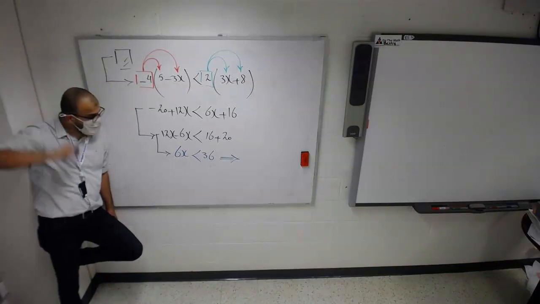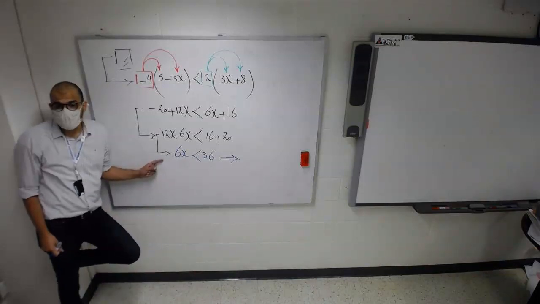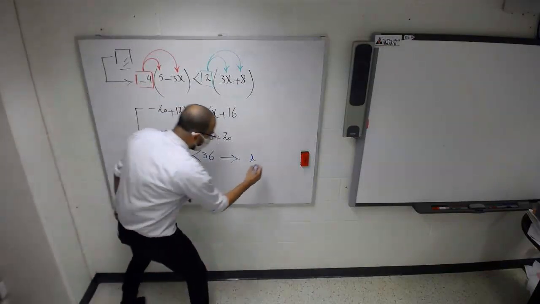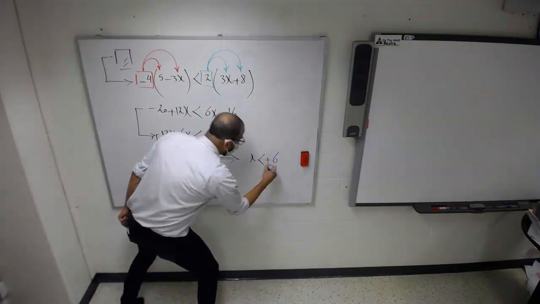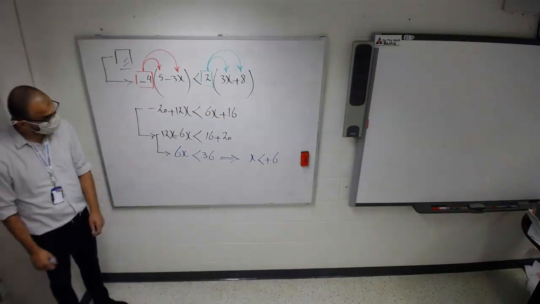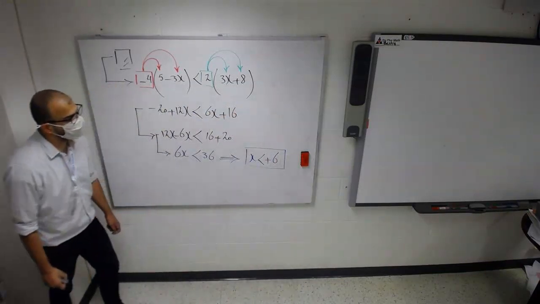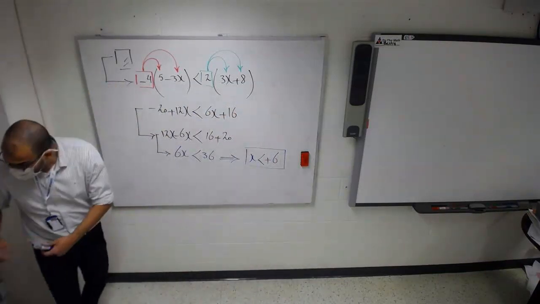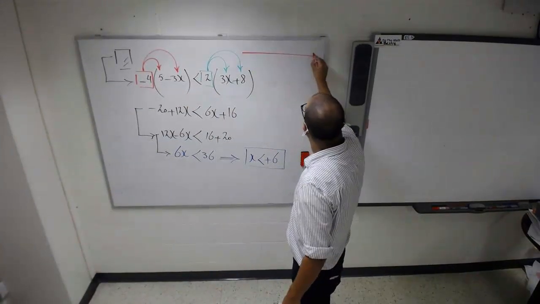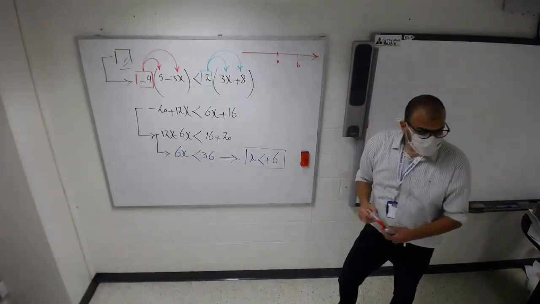Please listen. Now, I divide both sides by a positive number, which is 6. Then how much is going to be the x? The direction is going to stay the same and it's going to be 6. That's right. The direction doesn't change because you divide by a positive number. And x has to be less than 6. Now, you wonder, how should you show that on the x-axis? You have 0, you have 6.